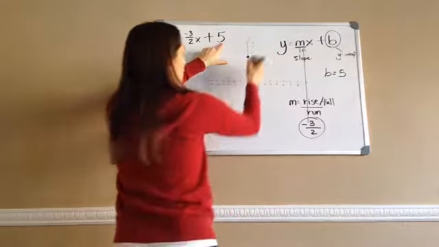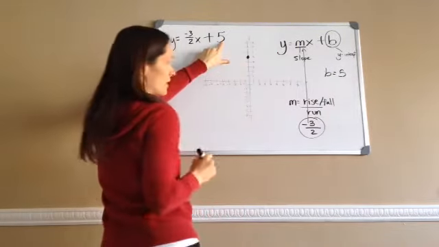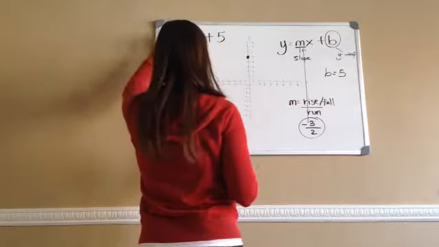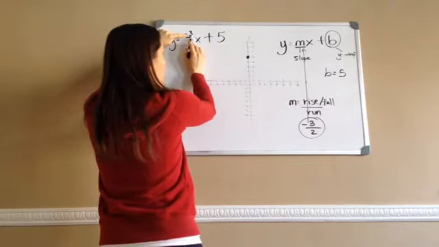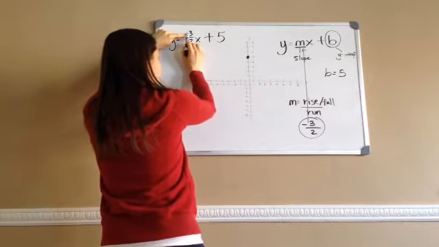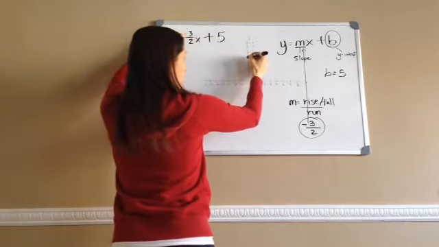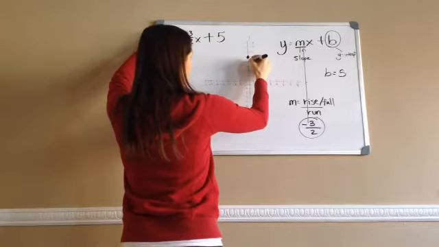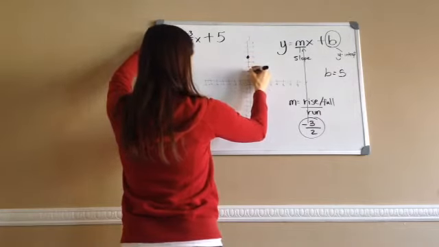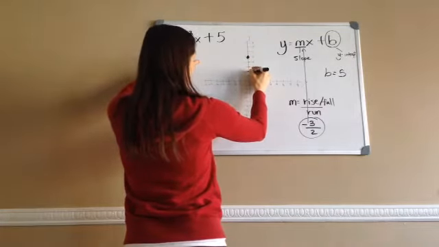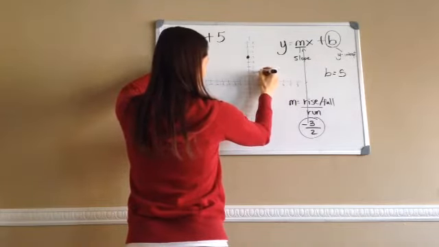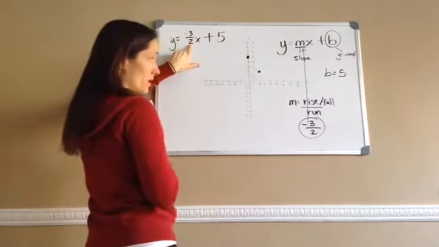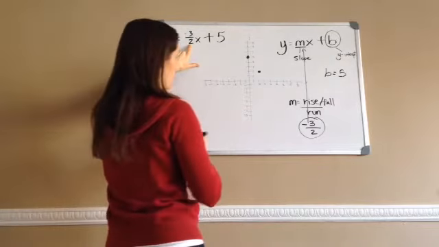So, I'm going to graph my 5, since I know that that's my y-intercept. And then, look what's going to happen. I'm either going to rise or fall, and since it's a negative, I know I'm falling 3. So I'm going to fall 3 times: 1, 2, 3. Then I'm going to run 2 times, which means run. So we're going to go 1, 2. Okay? See that?